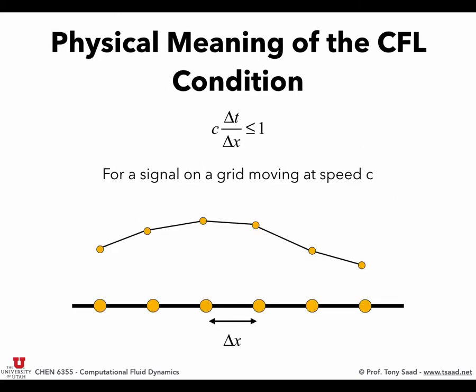But what does the Courant condition mean? This is an aside. The physical meaning of the Courant condition is explained as such. If you have a signal on a grid like this, so this is the signal given by these points at these discrete coordinates. If this signal is moving at speed c, right? That's the governing speed of the equation. So that signal is moving along the grid at speed c.